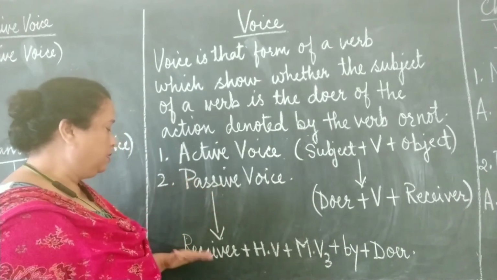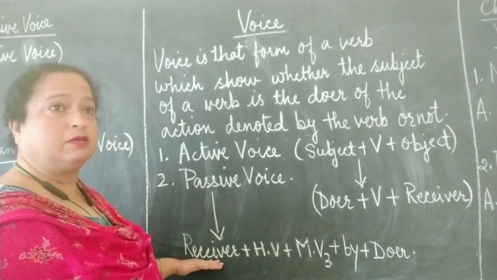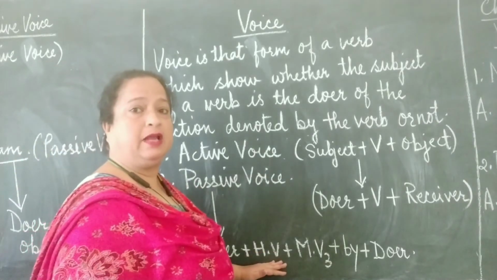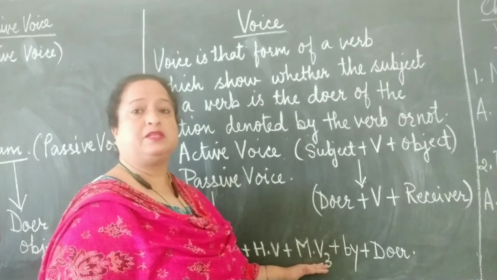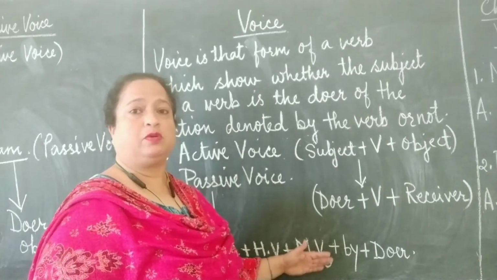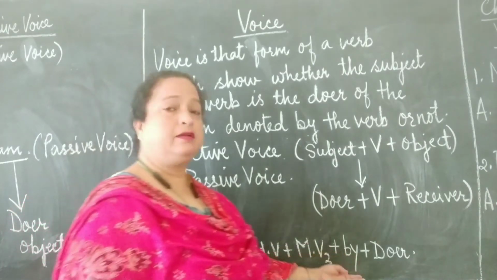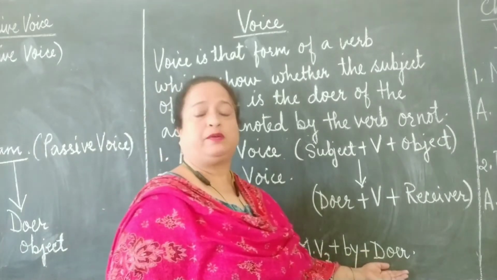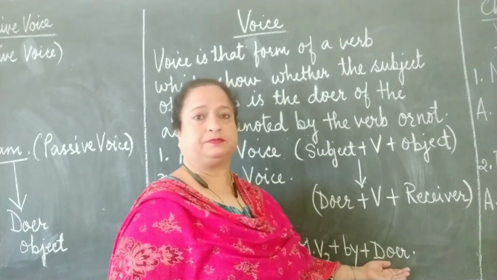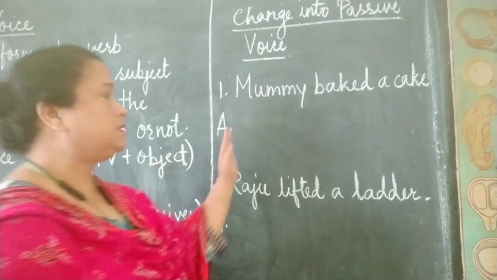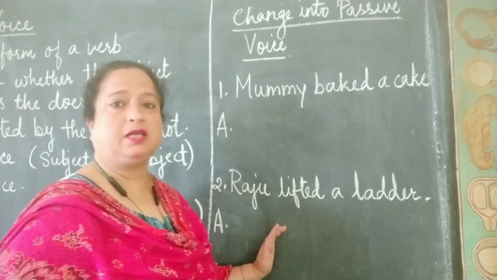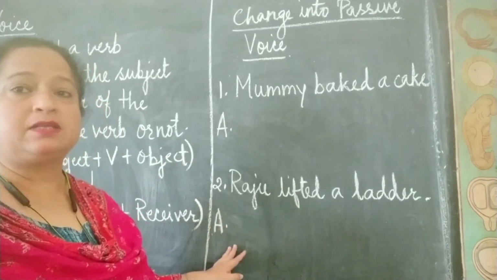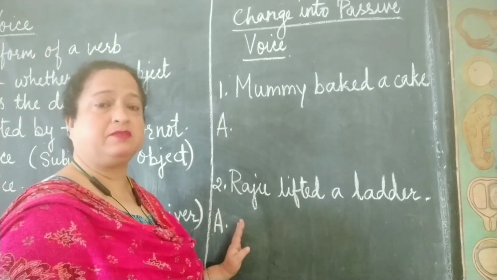In this, the sentence starts with the receiver and it has a helping verb, and then the verb is changed from the V2 form to the V3 form, and after that we add the preposition by and then we write the doer. Children, let us see these examples and change these sentences from the active voice to the passive voice.